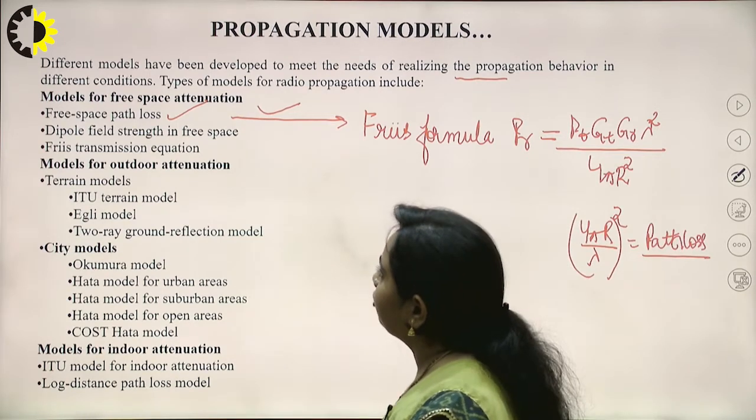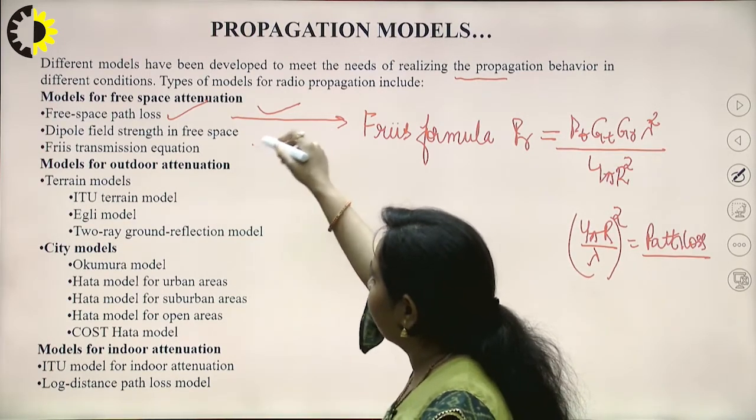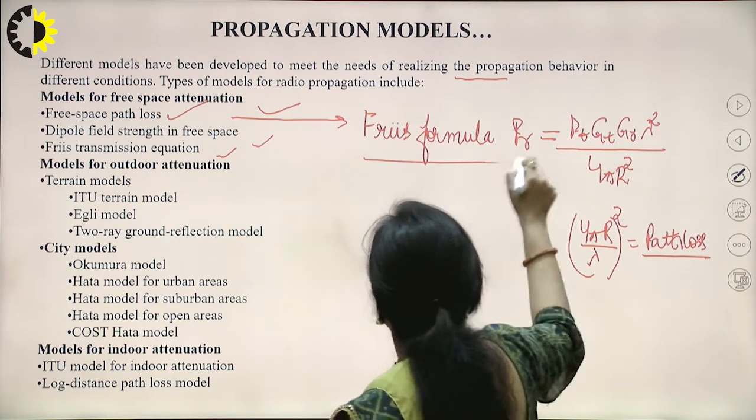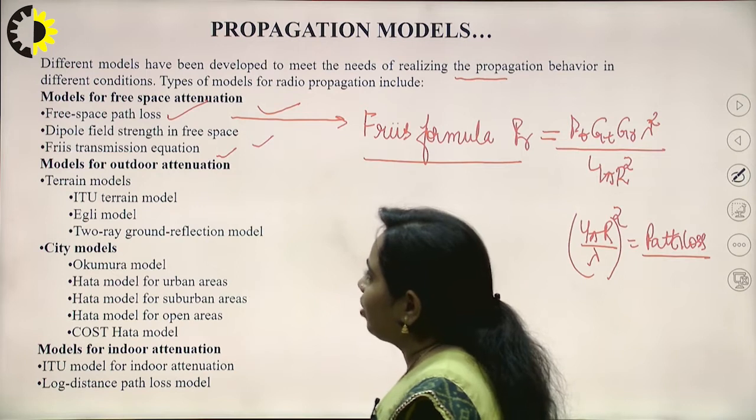Another formula for free space attenuation is the dipole field strength in free space. The Friis transmission equation is there. This is the Friis equation. Then models for outdoor and indoor.